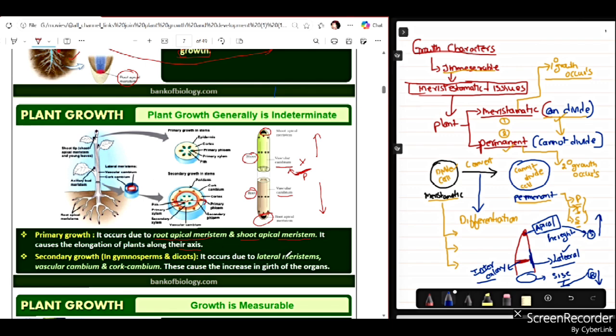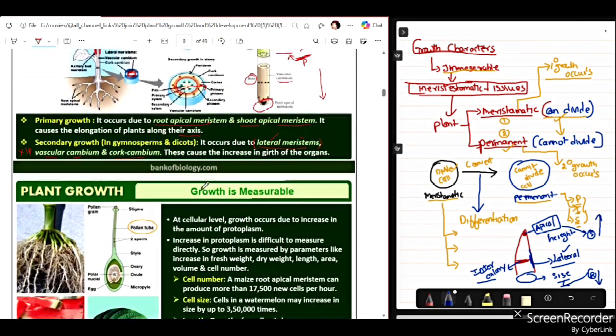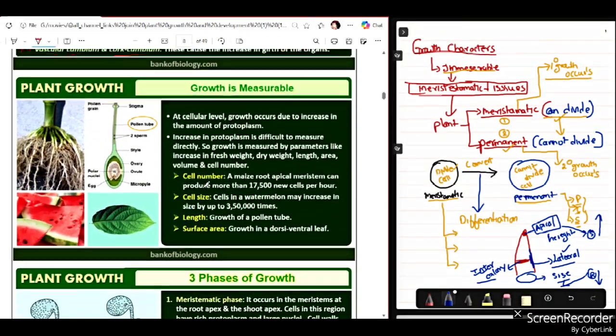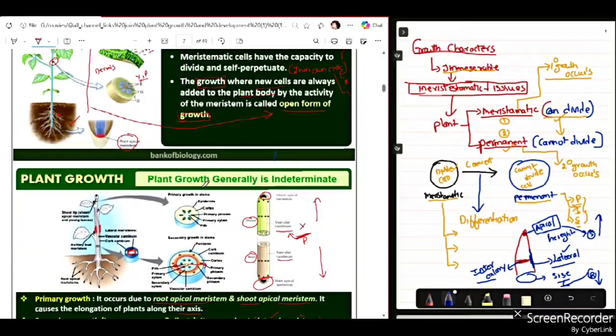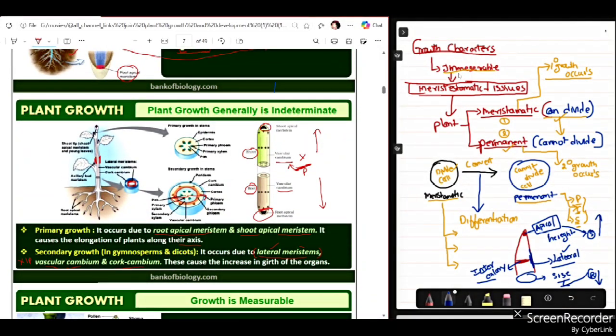Right. So secondary growth occurs due to the lateral meristems. I already said there are two types of meristems. The meristems which are present on the sides of the plant are called lateral meristems. Vascular cambium and cork cambium increase the girth. Here they will ask in NCERT and NEET. In NEET they will ask the question, what are the examples of lateral meristems? Vascular cambium, which is present between the xylem and phloem, and cork cambium, which is present on the top layer. These are the two things we have to discuss. We have completed that growth is indeterminate, that means immeasurable.